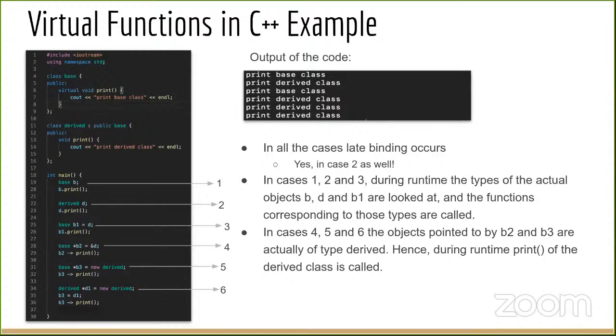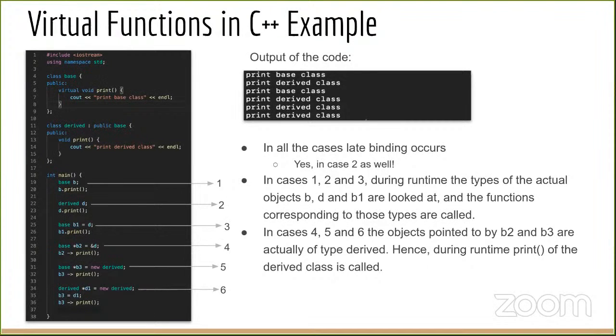Now in cases 1 and 2, it's very simple. At runtime, the actual type of the object is looked at, and in case 1, the object whose print function is being called is of type base class, and so the print function of the base class would be called. And in case 2, the print function of the derived class would be called, because the actual object type is also of the derived class. So these were very straightforward cases.